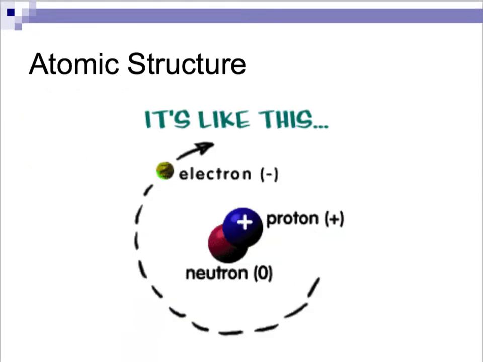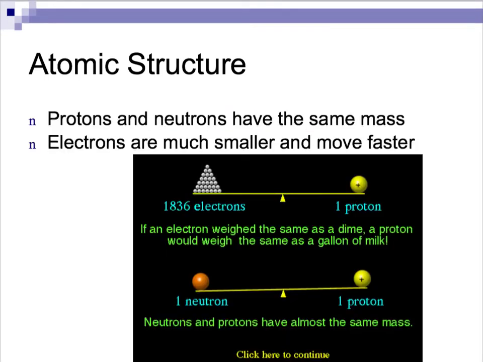So here's a little picture to give you an idea of what an atom looks like in its most basic form. The protons and neutrons are in the middle, the electrons circle around. So to give you an idea of their size in relative perspective to each other, protons and neutrons have about the same mass, so they have the same amount of matter that make up their bodies. Electrons are really small compared to them, so they're much smaller.